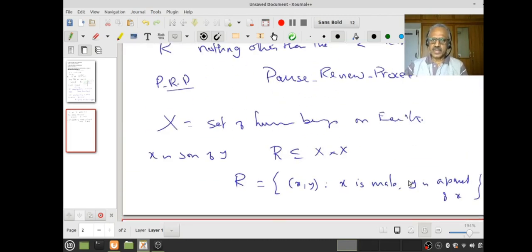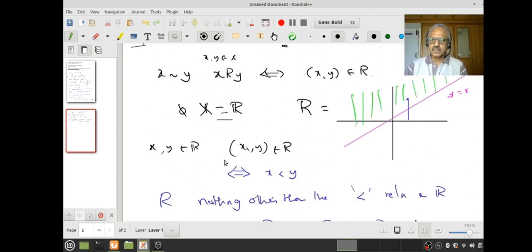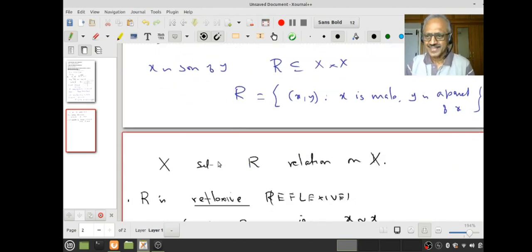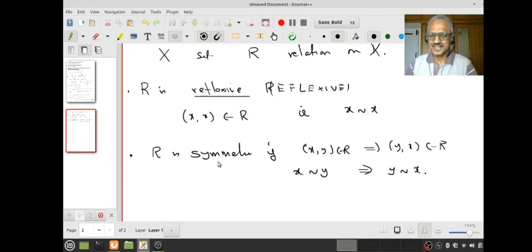Now let's look at the usual less than relation. Do you think X is related to X? No, because X should be less than X. The law of trichotomy says it cannot happen. And similarly, let's look at the human being son of relation. Is X related to X? No, because X cannot be son of himself, right? So it is not reflexive.